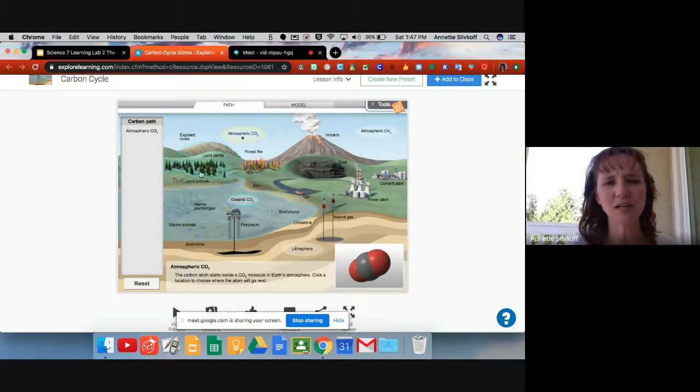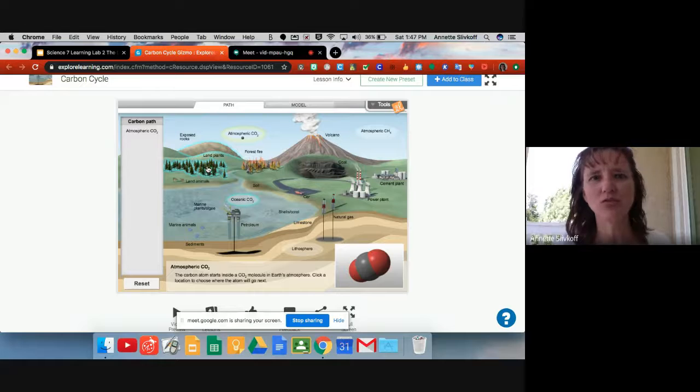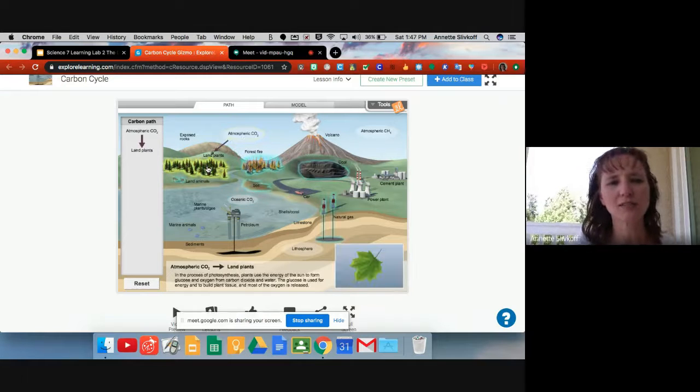We can see it pulsating here in blue as land plants, or as exposed rock, or in the ocean. Now I'm going to go ahead and click land plants. When you're doing this, if you like, click someplace else. Totally fine. This is your carbon cycle. So now my land plants are going to be glowing yellow. My atmospheric carbon dioxide now went to land plants.